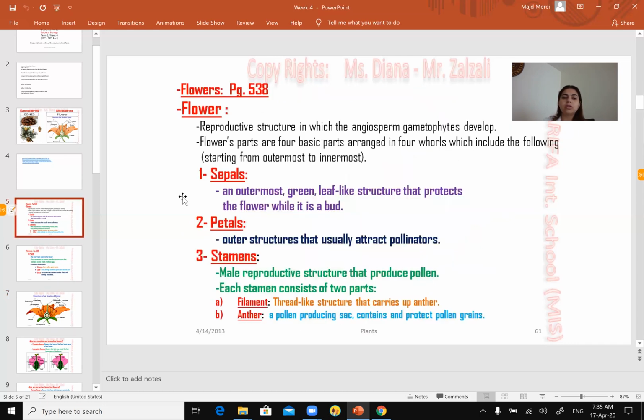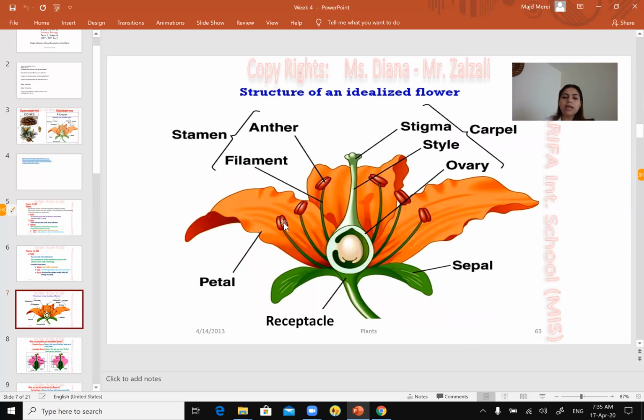So stamens, male reproductive structure that produce pollen. Each stamen consists of 2 parts. Filament, thread-like structure that carries up what? Carries the anther. What is the function of the anther? It's a pollen-producing sac. It contains what? The pollen grains. So pollen grains are found here. These pollen grains contain what? They contain sperms.